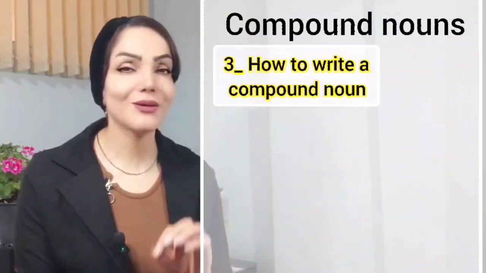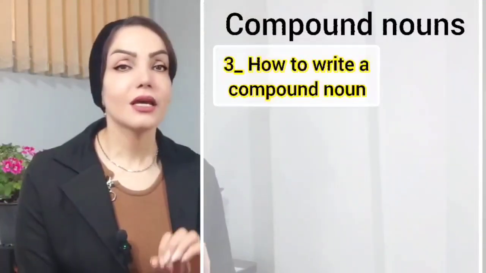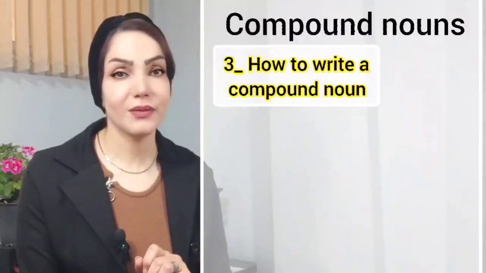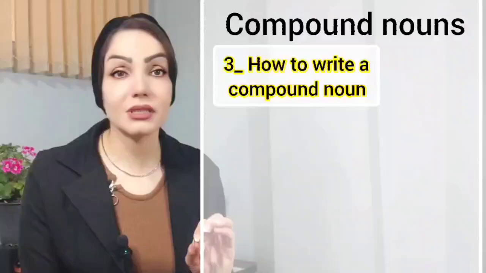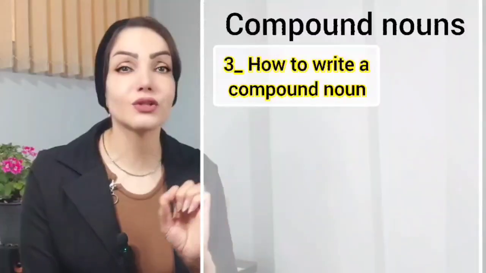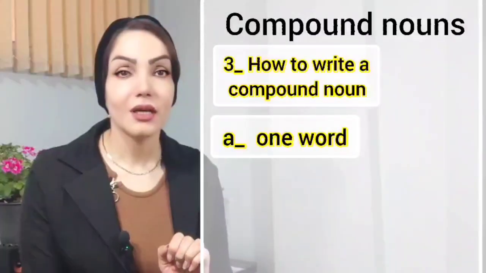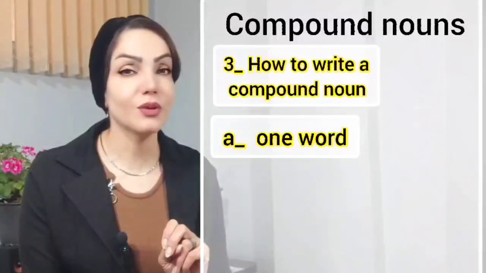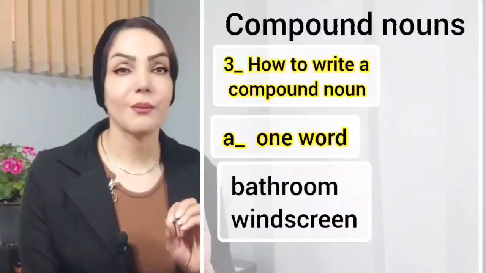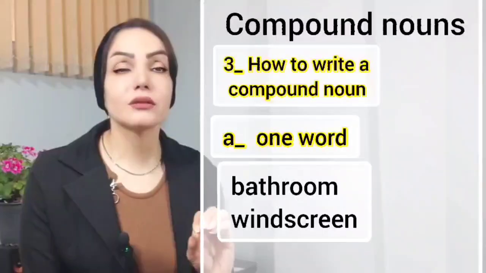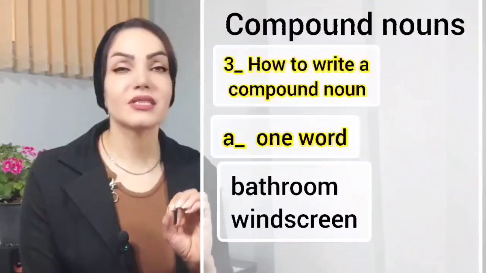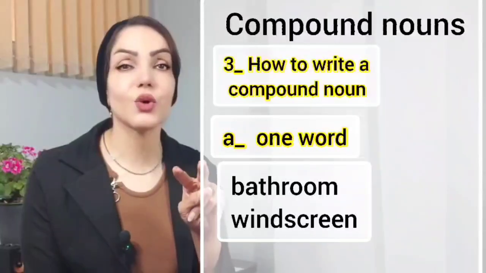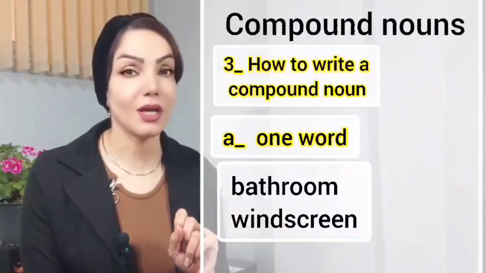Now it's time to talk about how to write a compound noun. A compound noun can be written in different ways. Let me tell you. Some compound nouns can be written as a single word. There is no space between the two parts. For example, bathroom or windscreen. There is no space or hyphen between the two parts of these compound nouns.